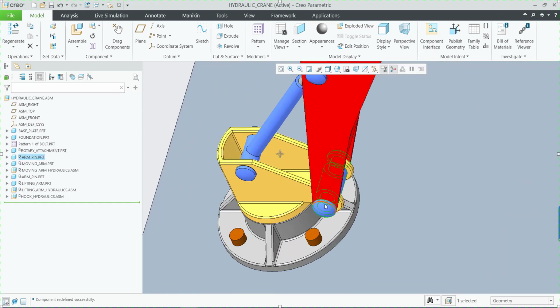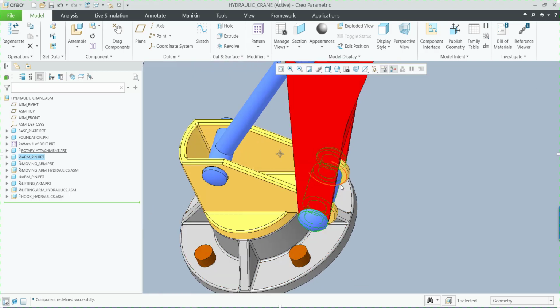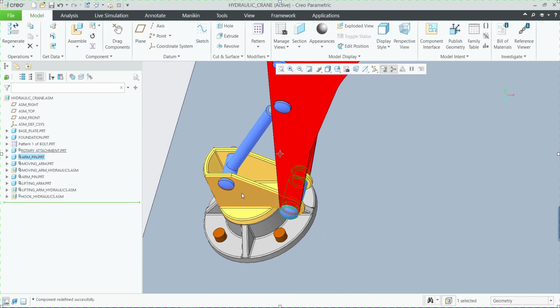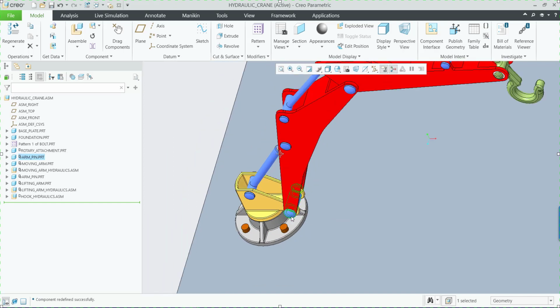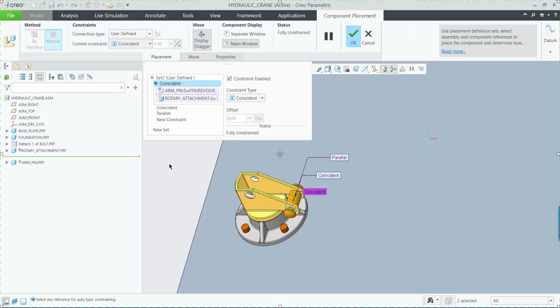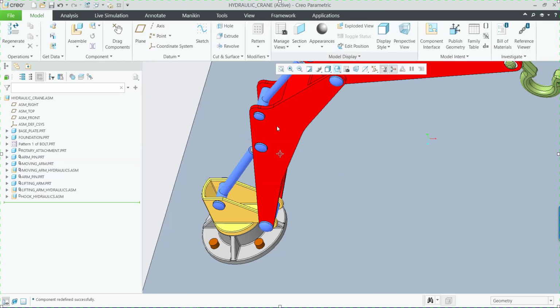So now further I can do it for the arm pin. The arm pin is a component which is held with this rotary attachment in a rigid manner, so that the rotary attachment and the arm pin are said to be kind of one single mechanism body, and that's why this moving arm will rotate about the arm pin. So again for the arm pin I can edit the definition, and you can see that it already has 3 constraints defined. So I will just convert that to the rigid connection.